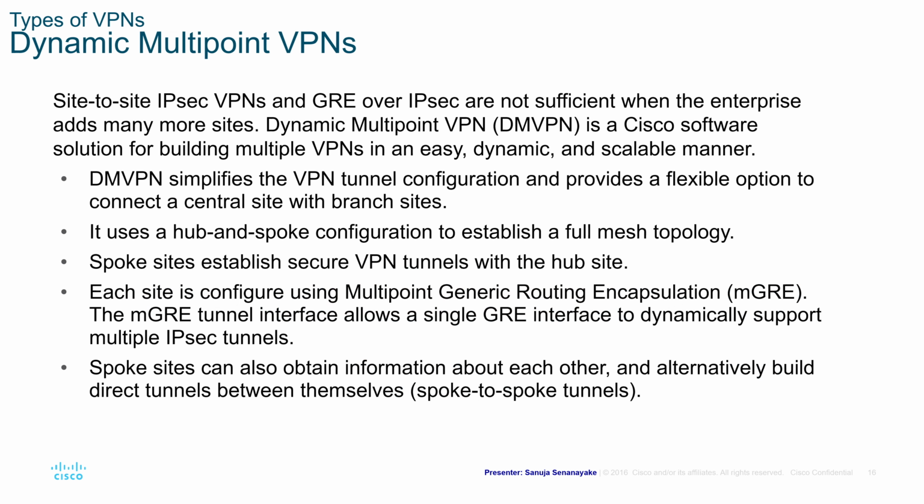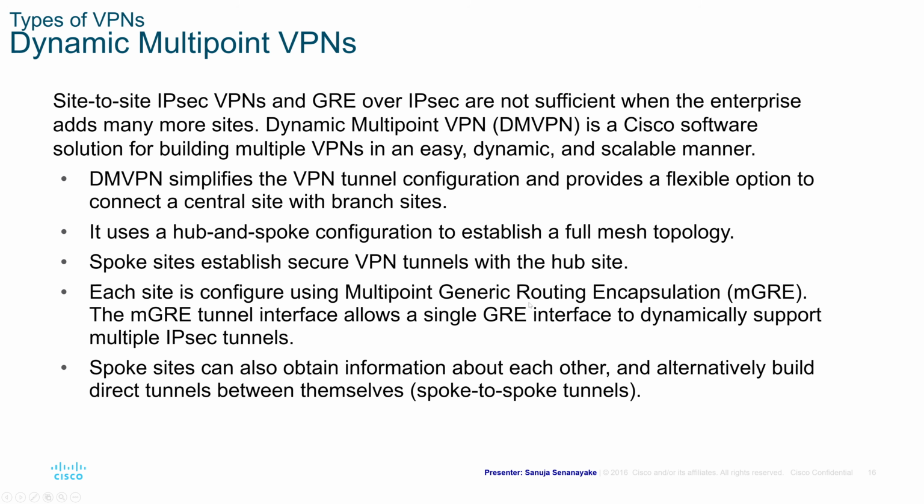Dynamic multi-point VPNs. Site-to-site IPsec VPNs and GRE over IPsec are not sufficient when the enterprise adds many more sites. Dynamic multi-point VPN, also known as DMVPN, is a Cisco software solution for building multiple VPNs in an easy, dynamic, and scalable manner. One of the key things you should understand here is that DMVPN is a Cisco proprietary system. That is one of the key things that may be asked during your exams.